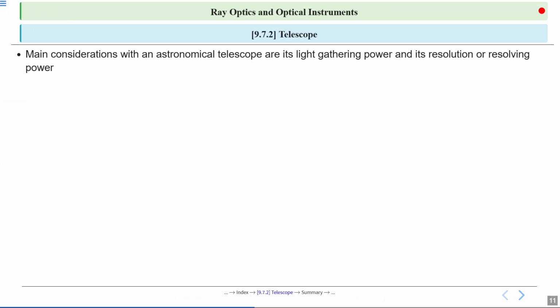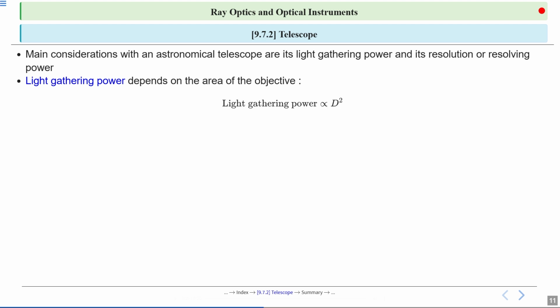So there are mainly two performance parameters of an astronomical telescope, that are light gathering power and resolving power, or resolution. The first concept to grasp is the light gathering power of a telescope. This is essentially how much light the telescope can collect, which is vital for observing faint objects in the sky. The more light a telescope can gather, the better it can reveal distant stars and galaxies.